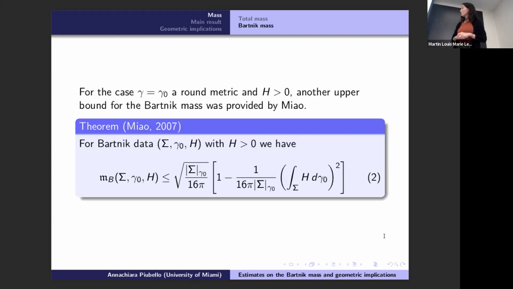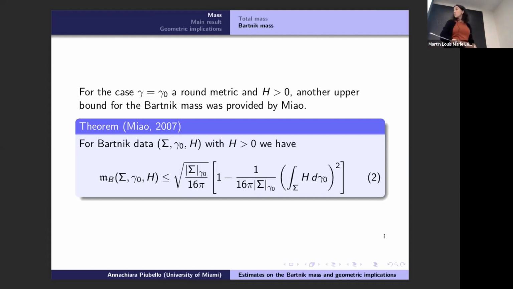What he was able to show is that the Bartnik mass is bounded above by this quantity that you see here. This is the bound from Mantoulidis and Schoen, the one half area radius. And then we have this quantity here that, if you're familiar with the Hawking mass, almost resembles the Hawking mass, up to the fact that the Hawking mass will have h squared, and here we're squaring the total mean curvature.